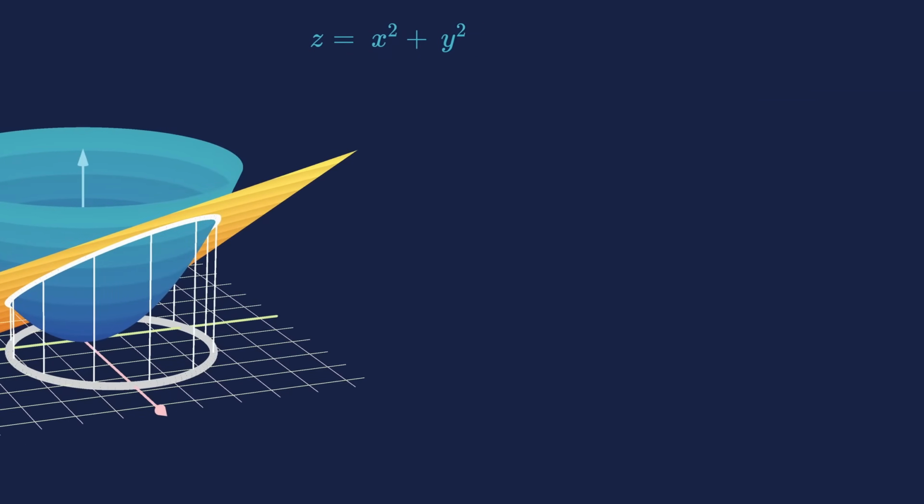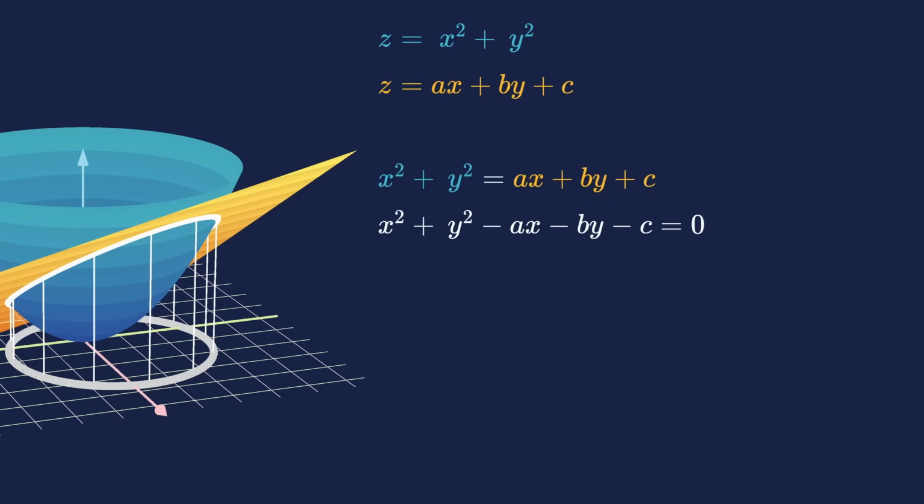We already have a formula for our paraboloid. And since we are only interested in the cases where the plane is not vertical, we can write down an equation for the plane in the form of z equal to something linear in x and y. And since both equations express how the z-coordinate behaves, we can set them equal. After moving everything to the left, we have this quadratic equation here.